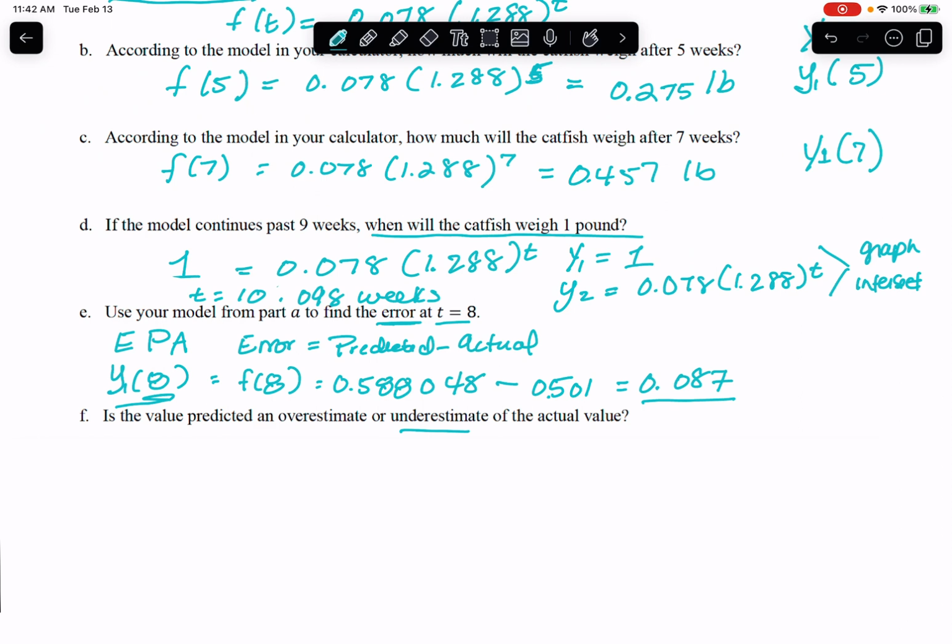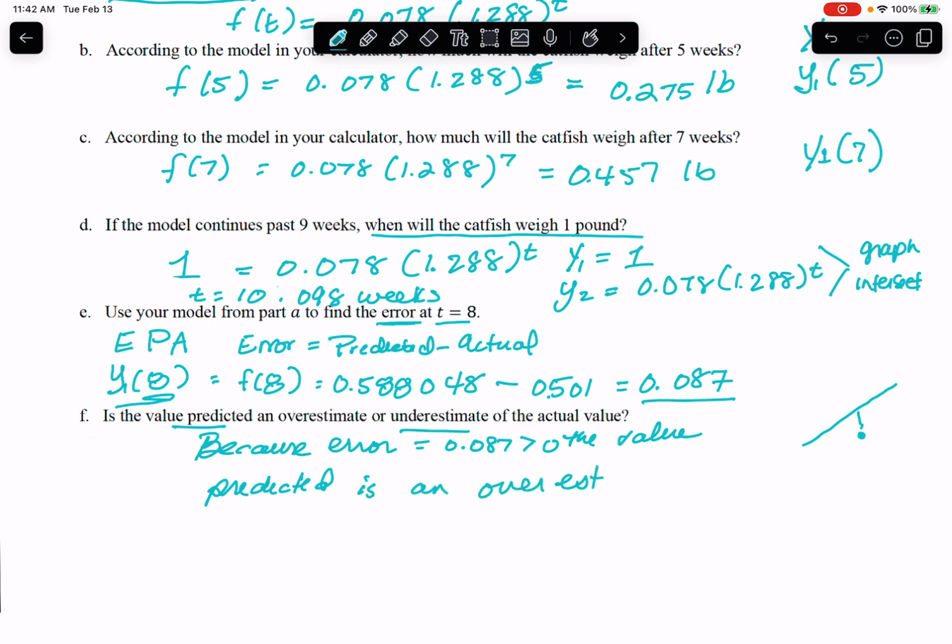And then it says, is the value predicted an overestimate or underestimate? So the error is greater than 0. So that means if we're sketching this out, if I have my function, my predicted, and predicted minus actual is positive, that means the predicted has to be over the actual. So it would be an overestimate. So we'll say because error equals 0.087, which is greater than 0, the value predicted is an overestimate.